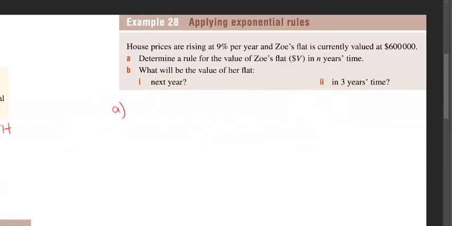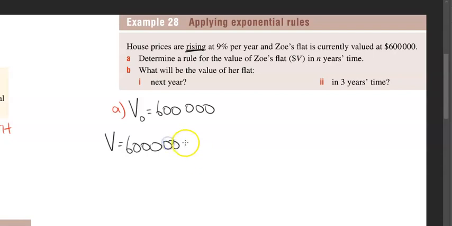This is easy, it's a piece of cake. What we do know is that they've used V, so let's just keep it consistent. The value, the initial value, is $600,000, and it's rising, so we've got exponential growth. So our V is going to equal 600,000, open bracket, 1 plus, now the rate says 9%, so it's 9 over 100 to the power of n. There's our rule. Very, very simple.